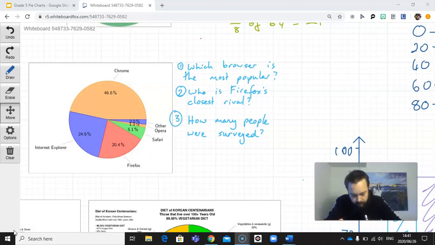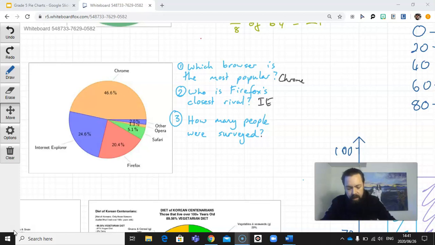Right, so first question, which browser was the most popular? In other words, which has the biggest slice? And you don't even really need to look at the numbers to be able to see that the orange one, Chrome, is definitely the most popular. So the most popular is Chrome. Who is Firefox's closest rival? In other words, which one is very close to the size of Firefox? That would be Internet Explorer.